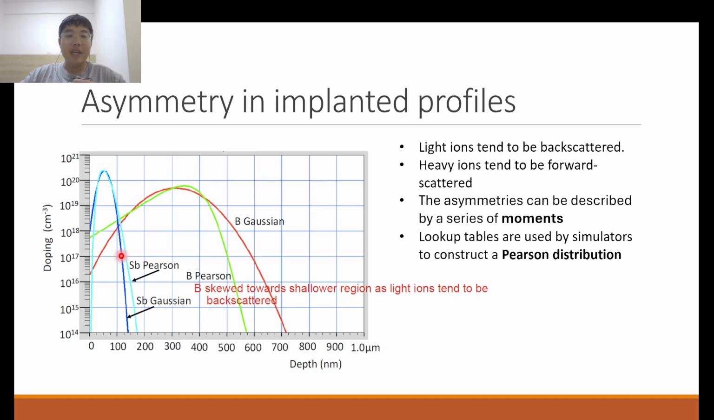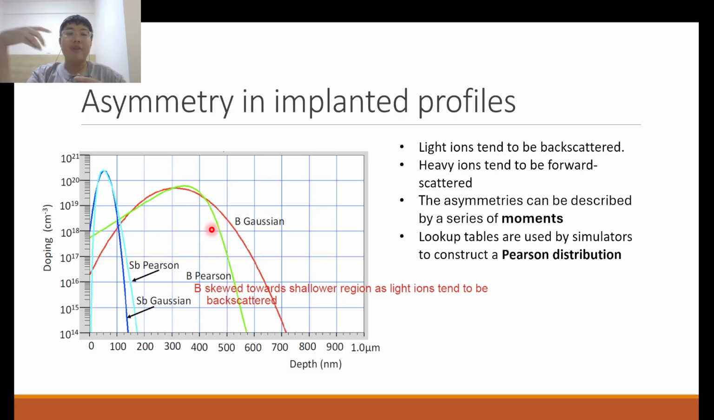However, often the perfectly symmetric Gaussian profile is not the case. We tend to have asymmetric profiles. So light ions tend to be backscattered. So for example, boron is skewed towards a shallower region, as light ions tend to hit the silicon atoms and scatter back, right, in somewhat of an elastic collision, scattered back from the silicon atoms.